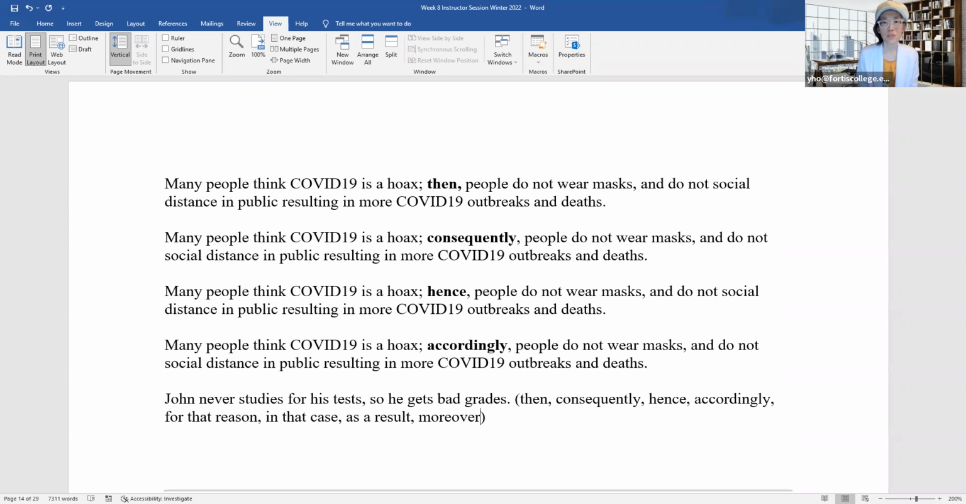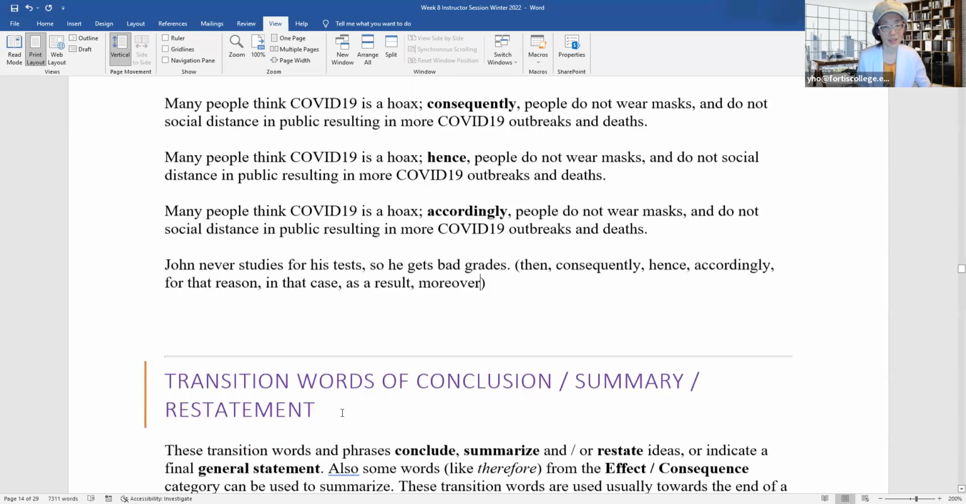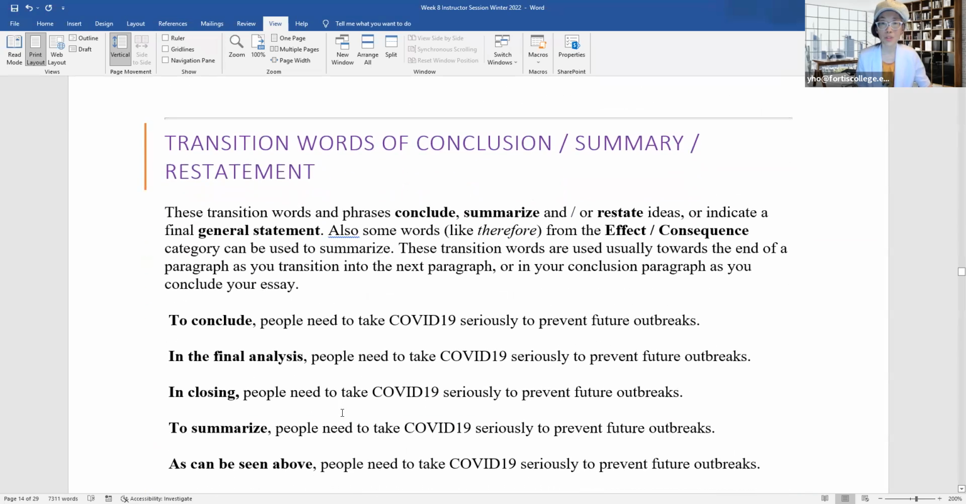Eventually, you'll use those transition words so many times, it becomes a habit and you don't have to look at the list anymore. And what happens is that you improve your writing skills by having this mental list of transition words in your head. And that makes you a better writer over the next Joe who just writes so, and, but. Here you have transition words that you could use, transition words of conclusion, summary, or restatement.